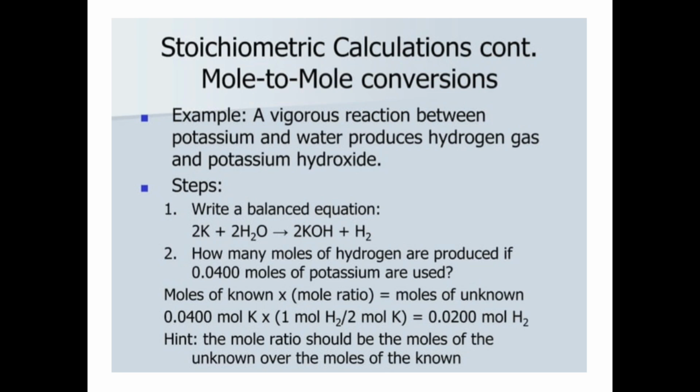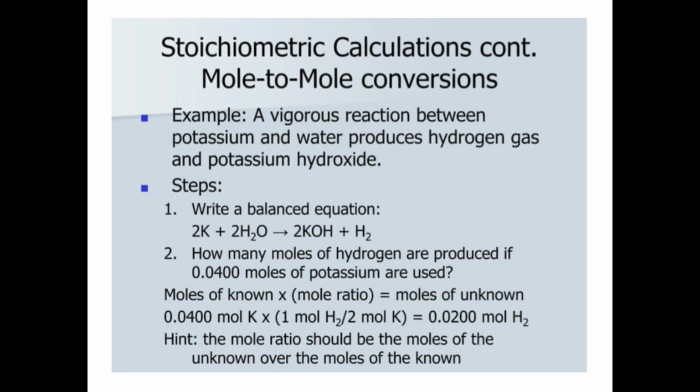Now the first thing to do is to write a balanced equation. Potassium solid is a metal reacting with water. It will produce potassium hydroxide and hydrogen. You write the equation, then you balance. So there is a balanced equation there.